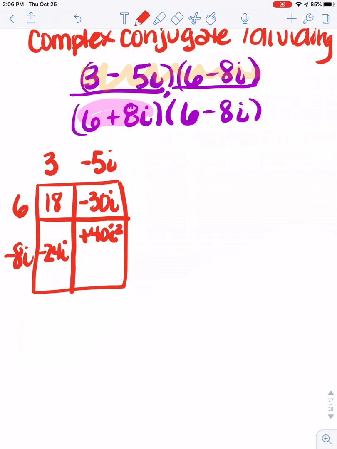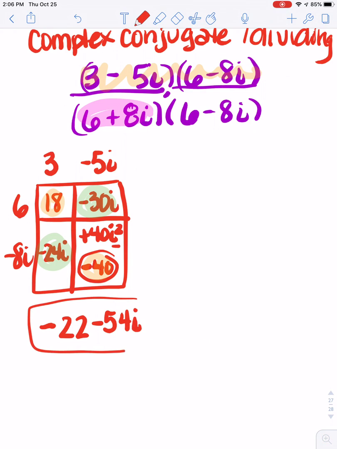So when we use that pattern of what happens once I put that -1 in there, positive 40 is going to become -40. So I'm going to put these two pieces together. So I basically have 18 plus a -40 is going to be -22. Then if I put these two together, -24i and -30i is -54i. So that part's going to be the top of my fraction.